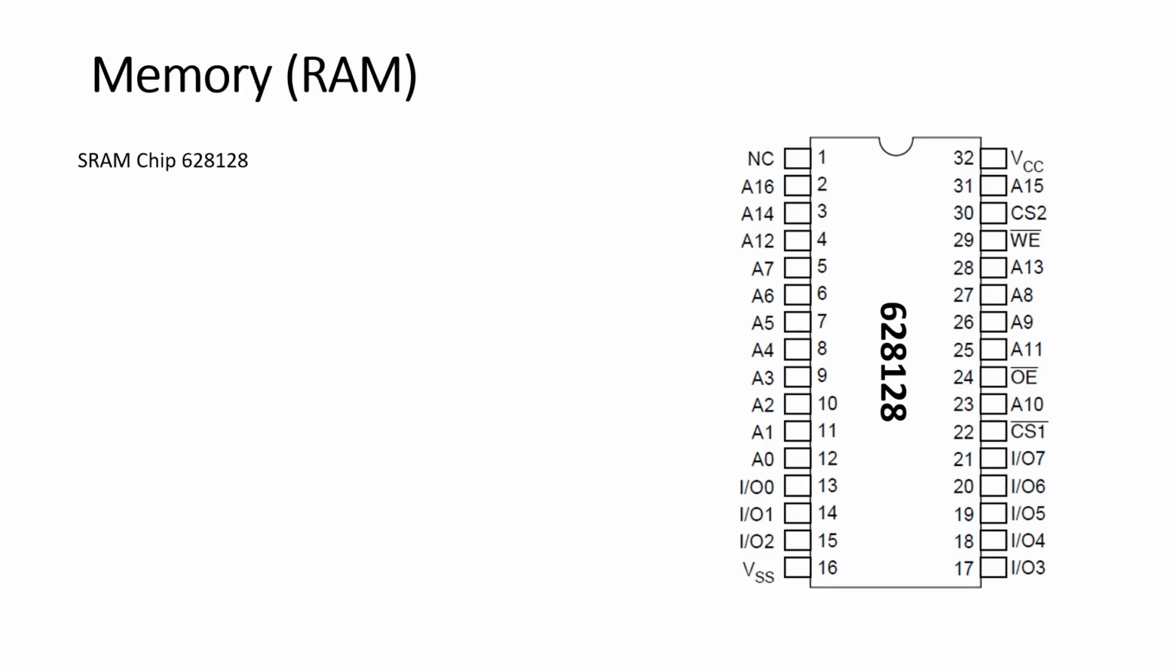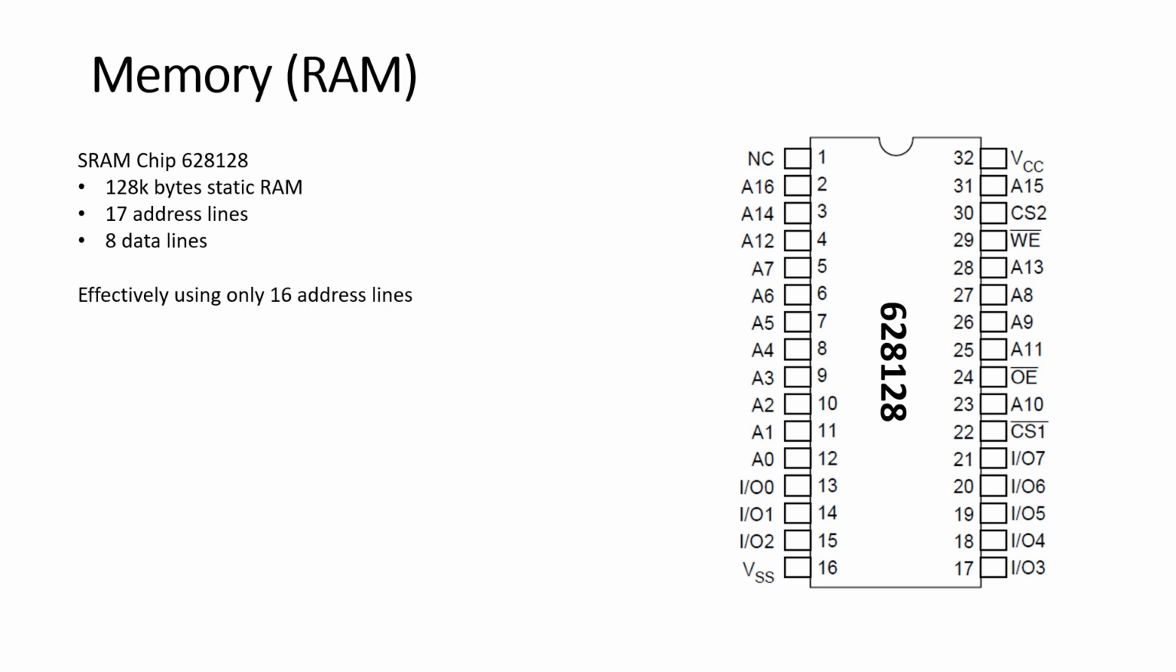For the random access memory I use a single chip, which is a 628128. That provides me with 128K bytes of static RAM, so I don't need to do any refresh cycles. And so it has 17 address lines and of course 8 data lines.